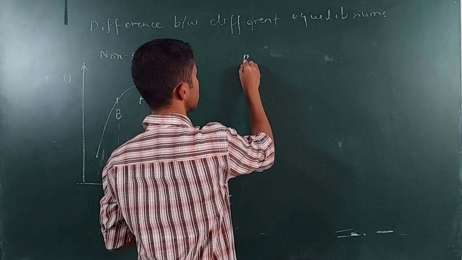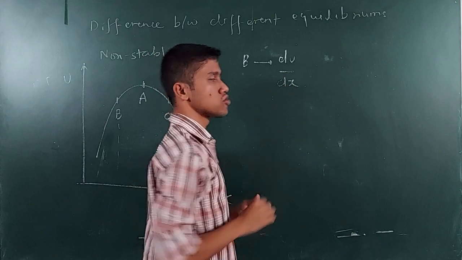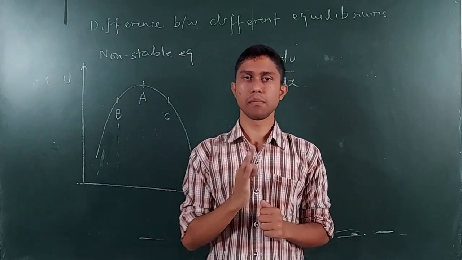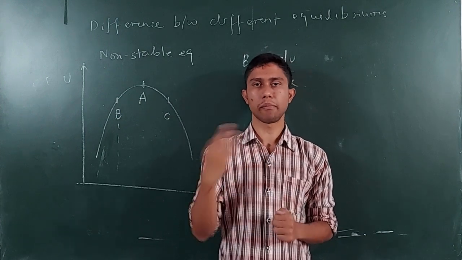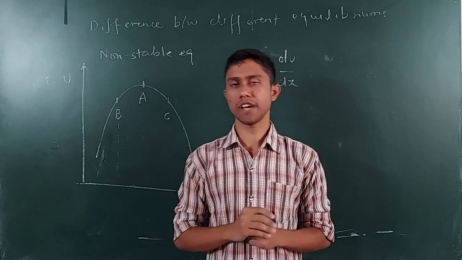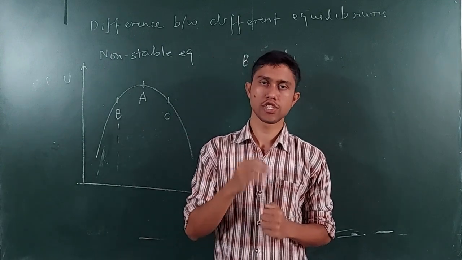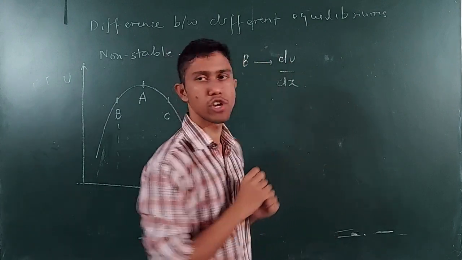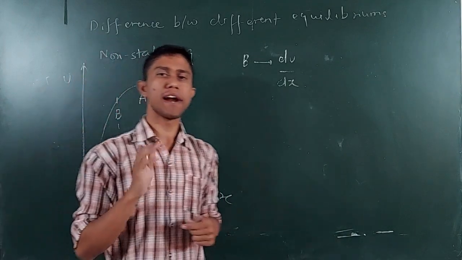So from point B, I will start to find out du by dx again. I have denoted 3 points: equilibrium point A, point B before the equilibrium, and point C after the equilibrium. Now I will find out du by dx at each of these points. I'll start with point B, which is the first point in our journey. So for point B, what is du by dx?